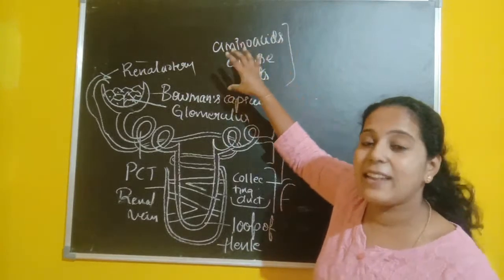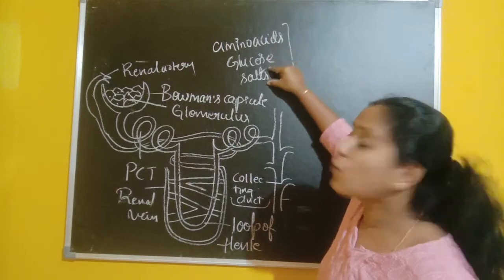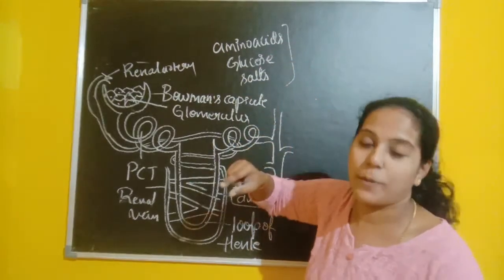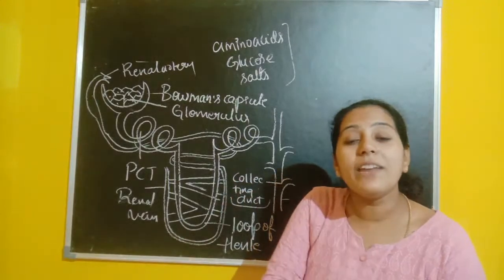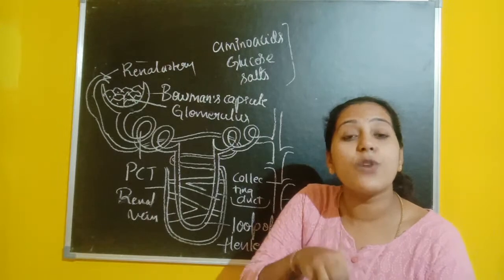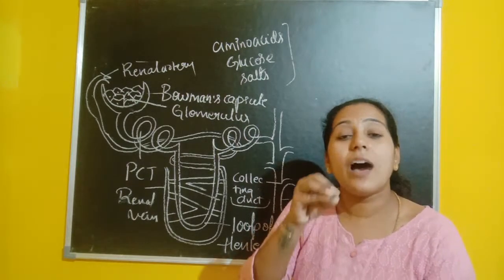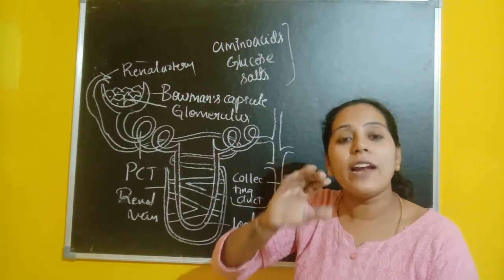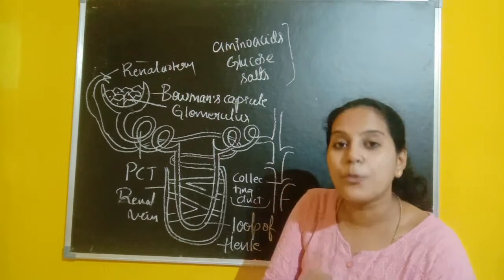The materials which are needed by the body like amino acids, glucose, salts, they get reabsorbed. Okay, and the water which is reabsorbed depends upon the amount of excess water present in the body, and also the amount of the product which has to get excreted.